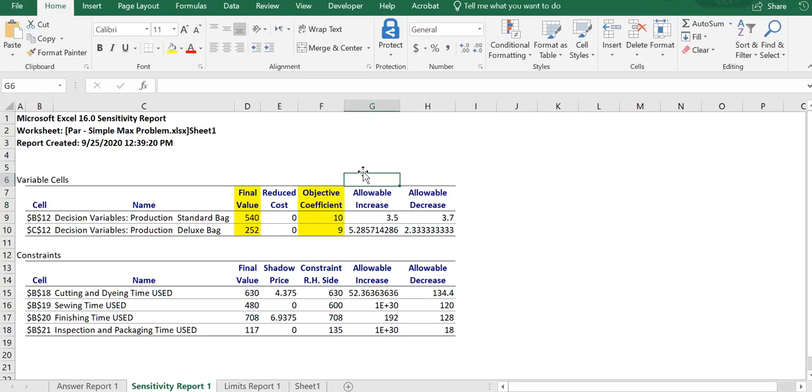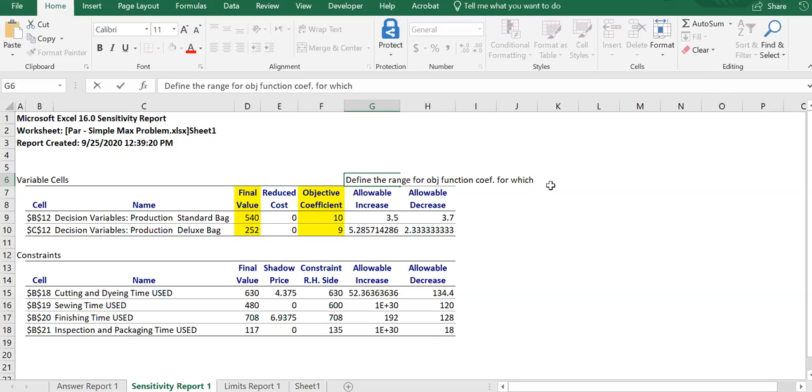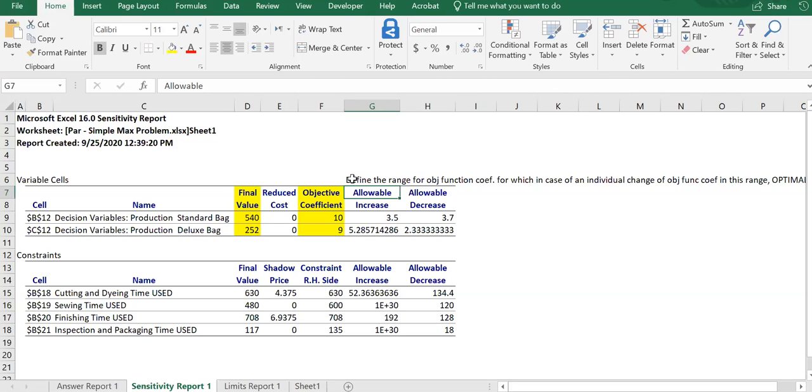This defines allowable increase and allowable decrease, and defines the range for the objective function coefficient for which, in case of an individual change of the objective function coefficient in this range, the optimal solution remains the same. So that's just the definition of this.